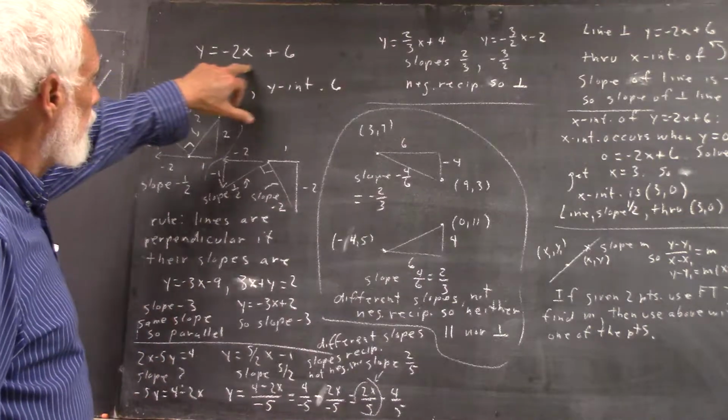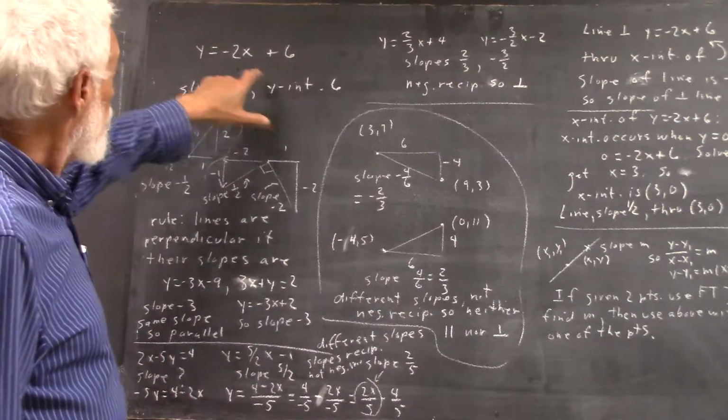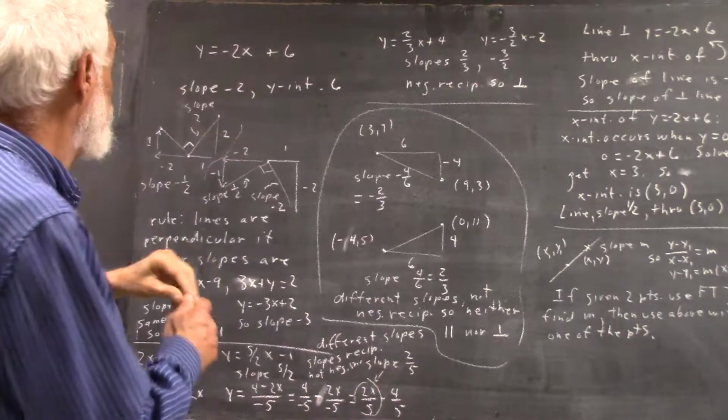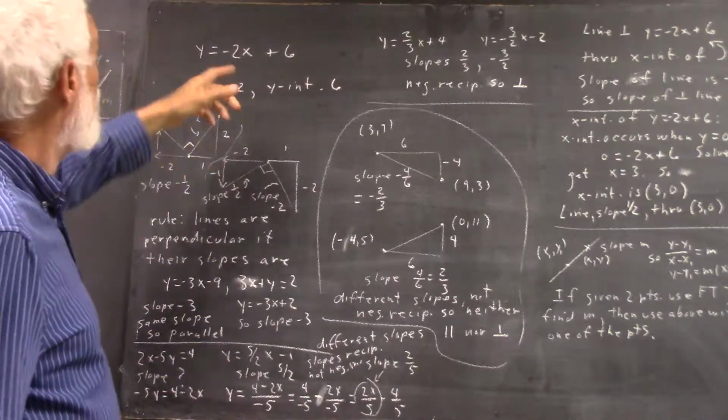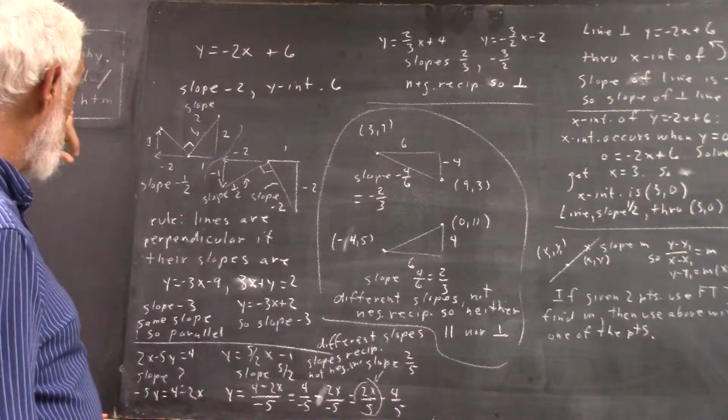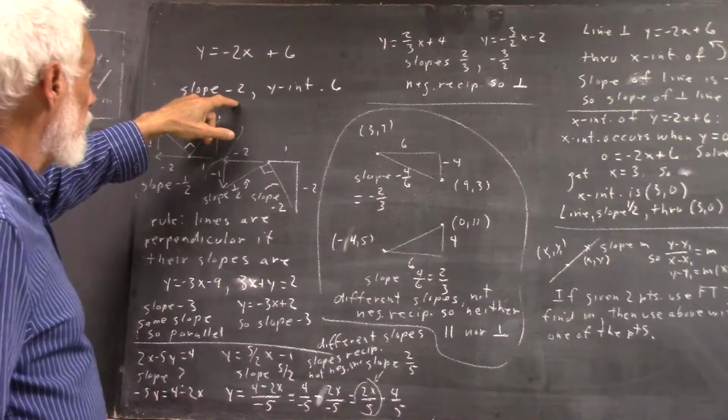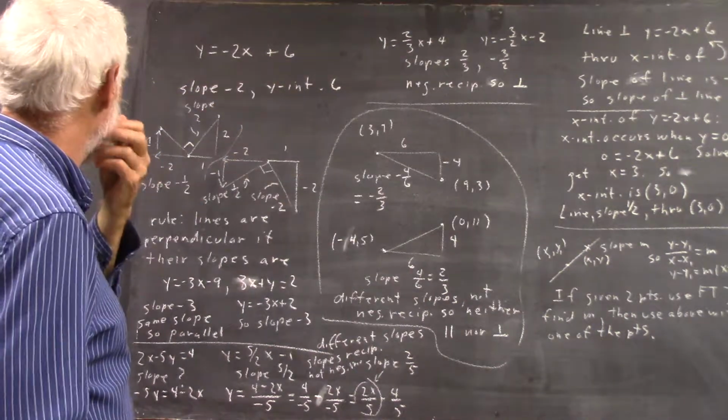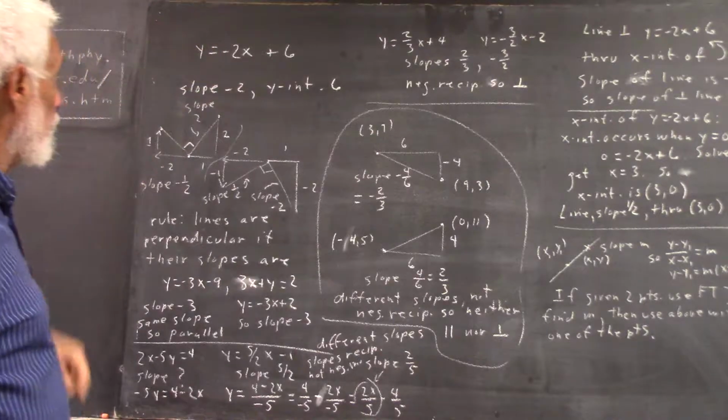Consider y equals negative 2x plus 6. It's got a slope of negative 2, as we know, since this is slope-intercept form. The coefficient of x is the slope. Okay, well, the slope then is negative 2, and the y-intercept is 6. So we know this about the function.